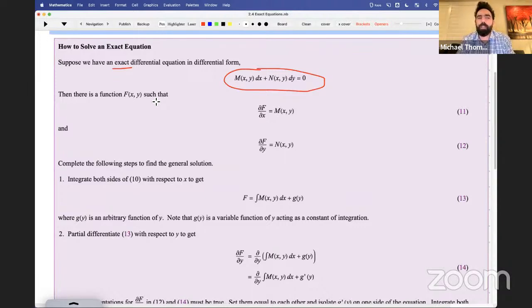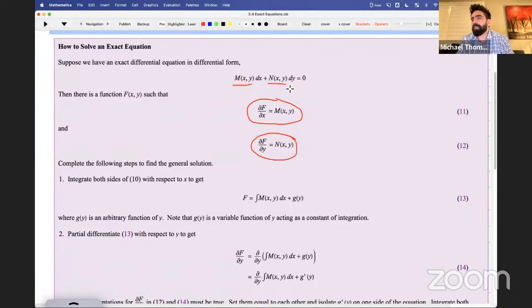Okay, so once you know it's exact, what that means by definition of exact is that there does exist a function f such that the partial of f with respect to x equals M. So you'll know that this is true. And you also know that for the same function f, the partial of f with respect to y is equal to N, which is this one. So that's by definition of exactness.